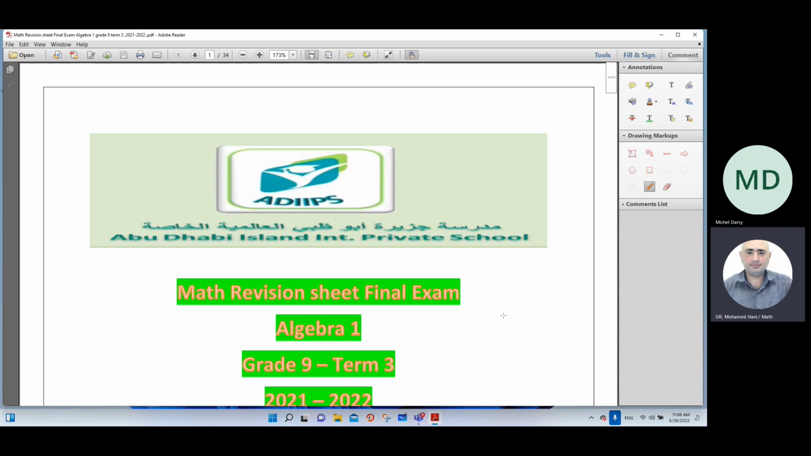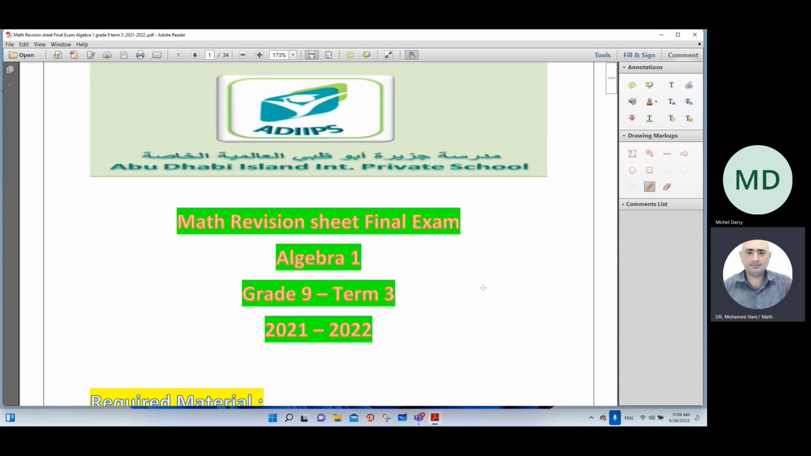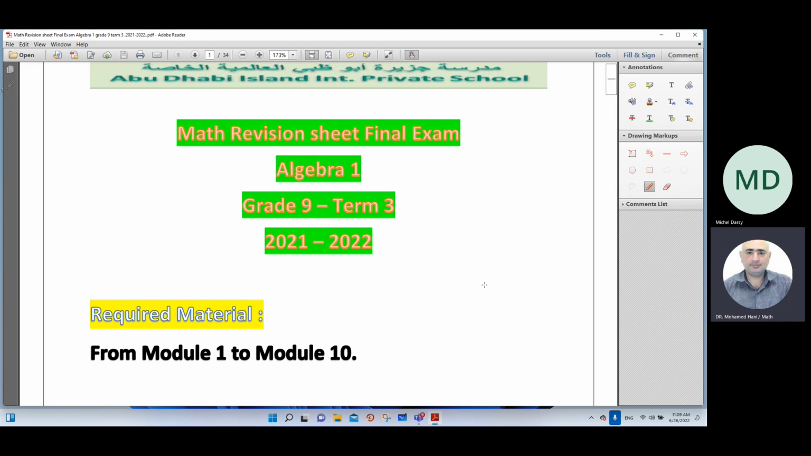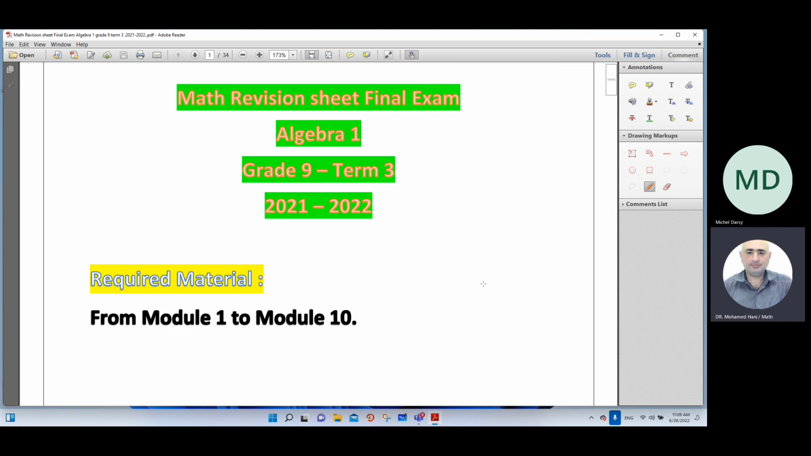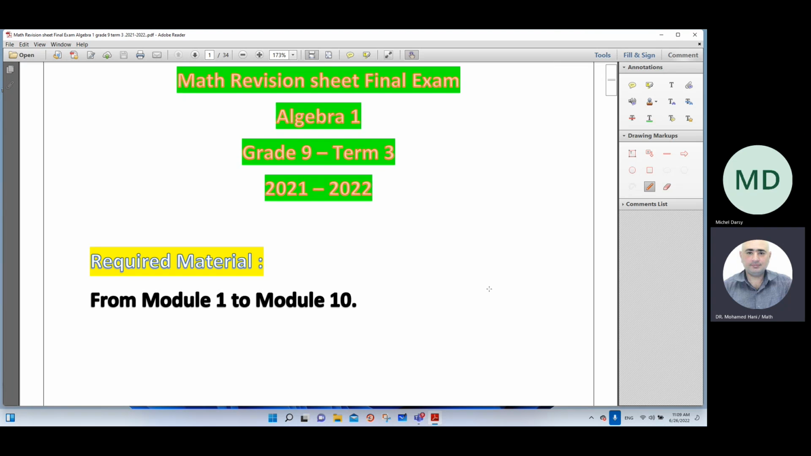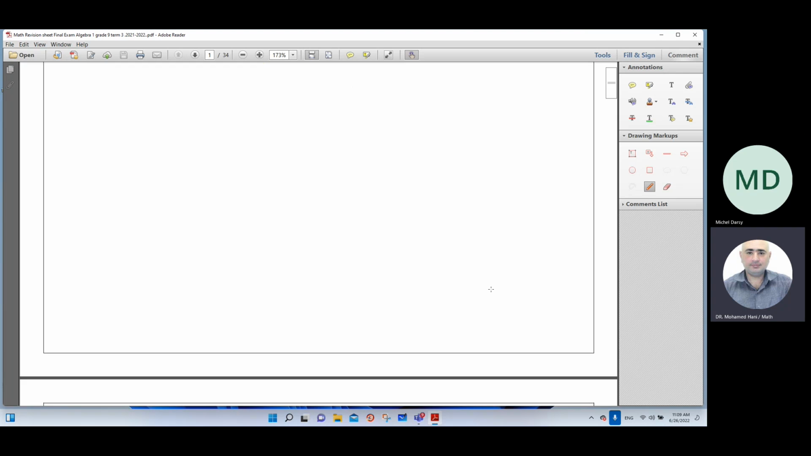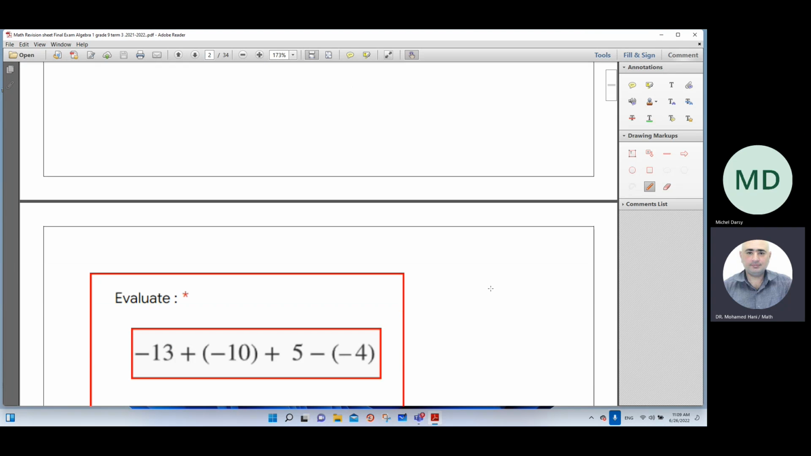Math grade 9 algebra 1. Today we have math revision sheet final exam. The required material is the whole curriculum from chapter or module 1 to chapter 10. Today inshallah we will revise the important issues for the exam tomorrow.